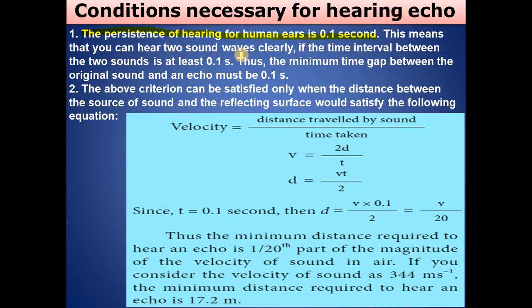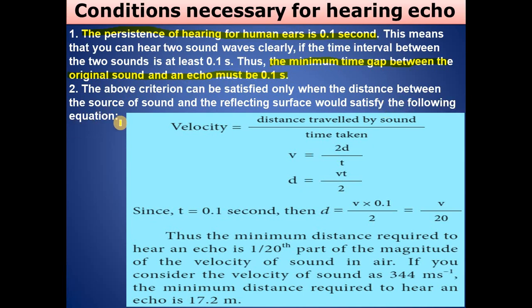This means that you can hear two sound waves clearly if the time interval between the two sounds is at least 0.1 second. Thus, the minimum time gap between the original sound and echo must be 0.1 second. This point is also very important. Please note it down, children. Listen carefully. The above criterion can be satisfied only when the distance between the source of sound and the reflecting surface satisfies the following equation.